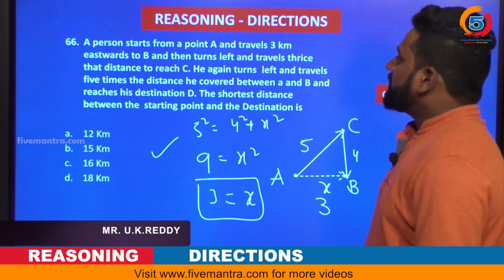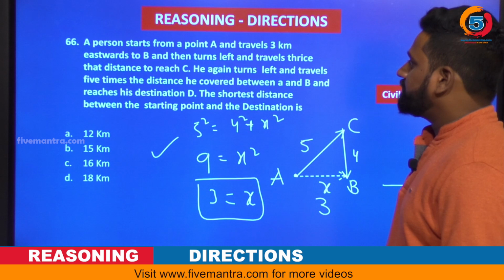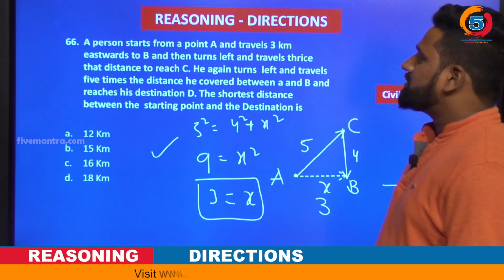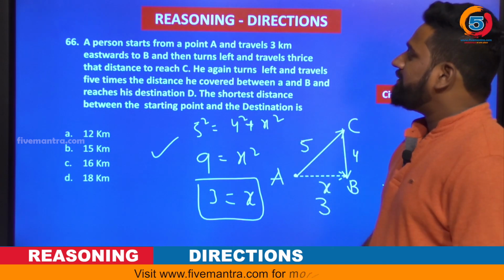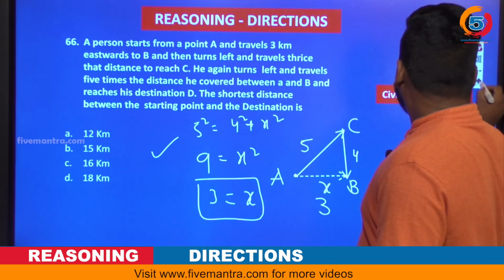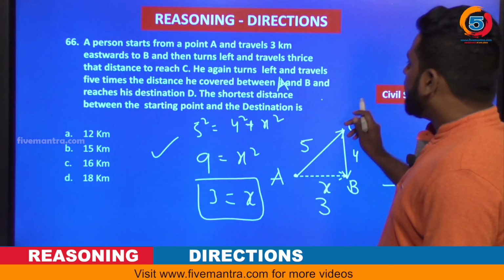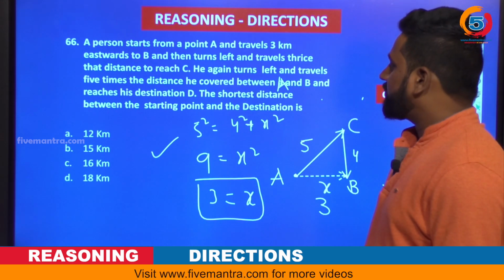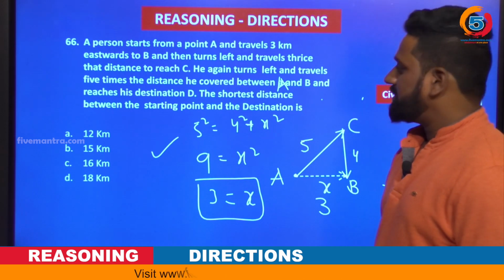A person starts from a point A and travels 3 kilometers eastwards towards B, and then turns left and travels thrice the distance to reach C. He again turns left and travels 5 times the distance he covered between A and B, and reaches his destination D. Find the shortest distance between the starting point and the destination.